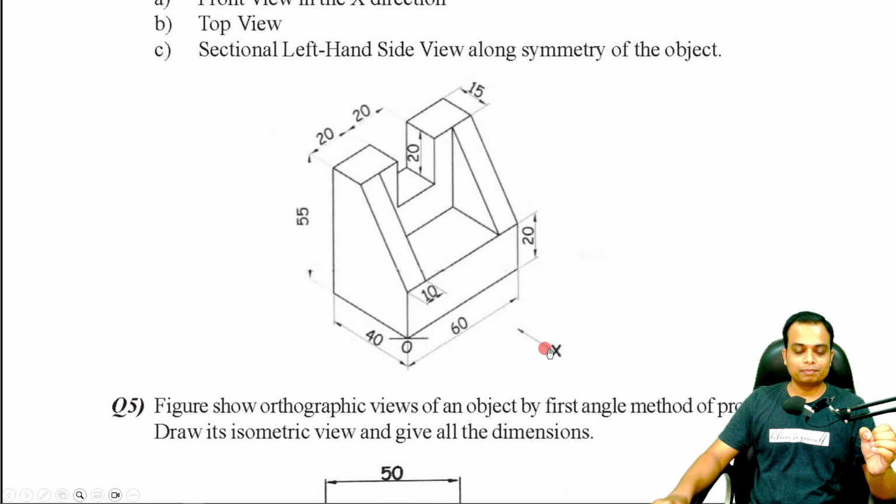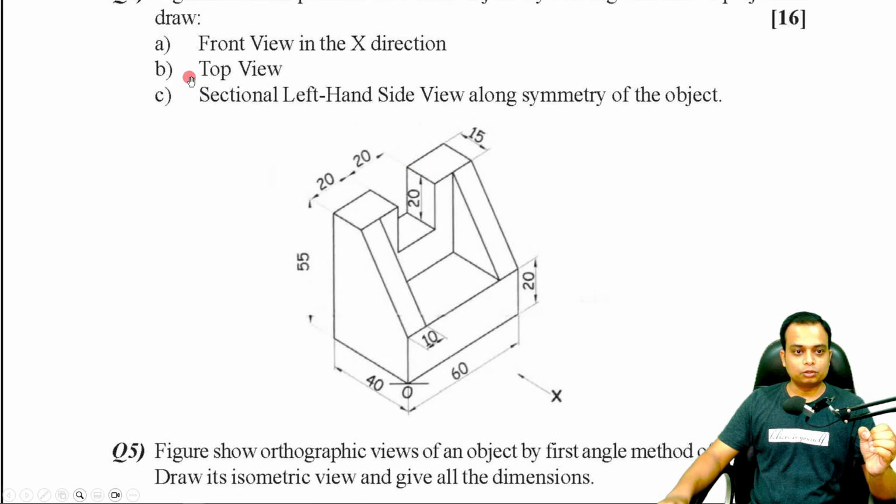So this is for the front. And then you need to make the top view also. That is part B of the question. And then you've got the sectional left hand side view along the symmetry of the object.